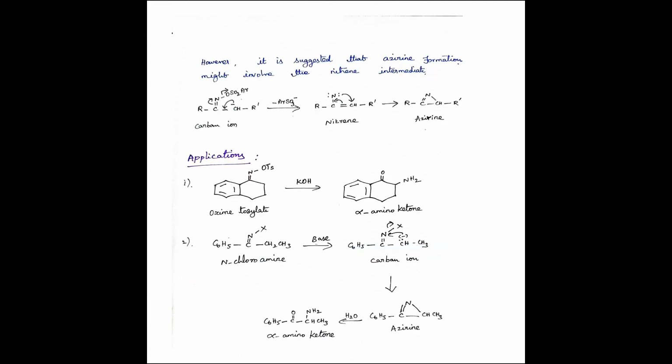Coming to applications, we have many applications. I will put only two applications. Oxime tosylate gives alpha amino ketone in the presence of base; we are using potassium hydroxide. Similarly, N-chloroimine also undergoes Neber rearrangement. It gives alpha amino ketone.